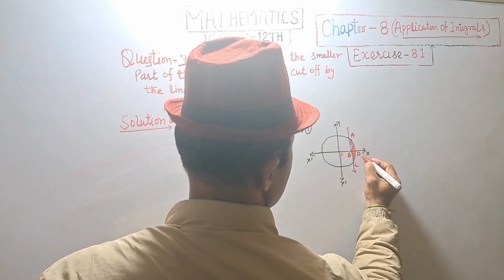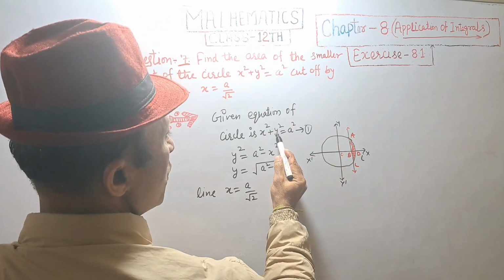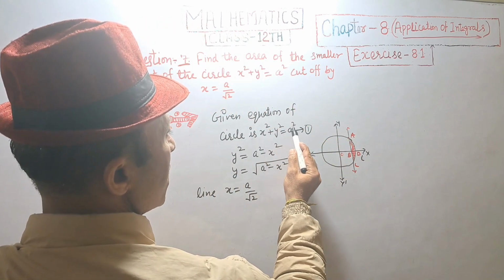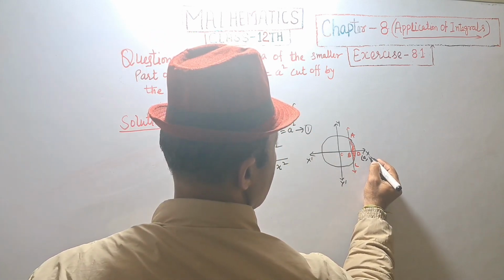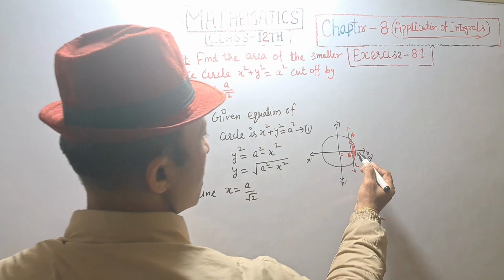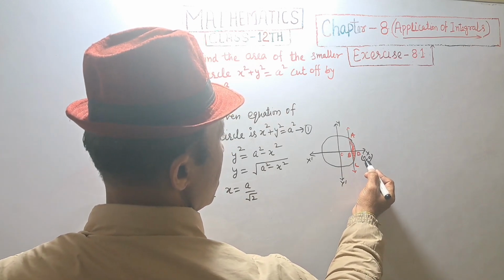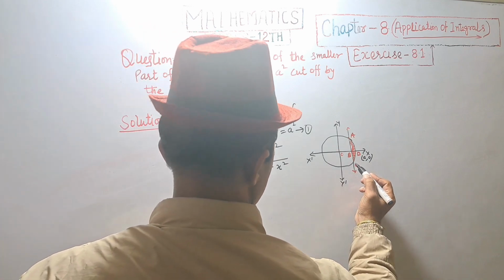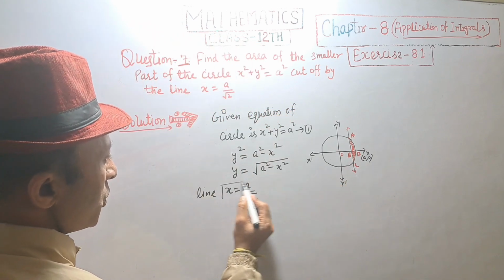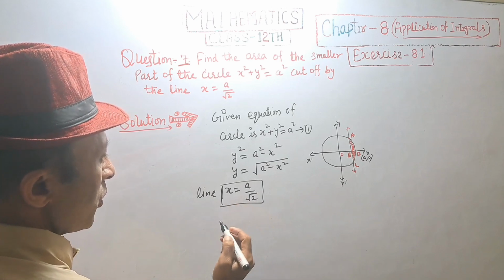Limit. Put y equal to 0, so x square equal to a square, x is equal to plus minus a, that is a and 0. D point is a and 0. And x is equal to a upon root 2.